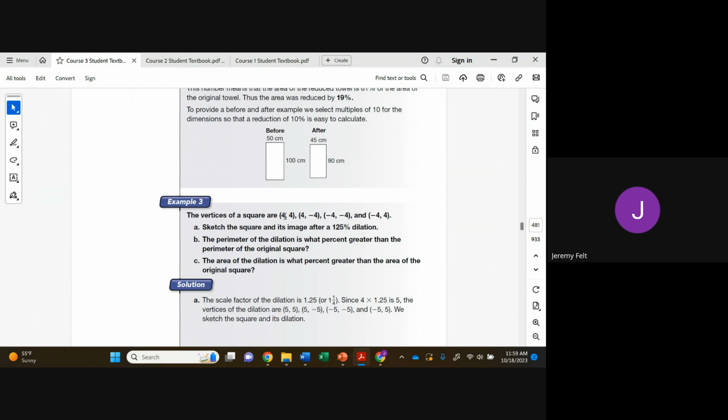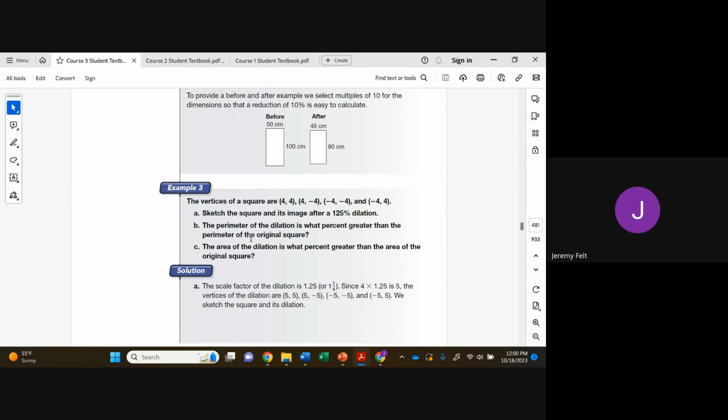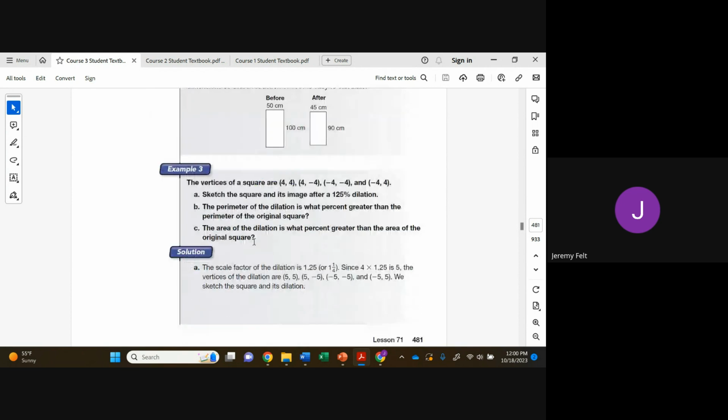4 times 1.25 just gives us 5. So 4 is going to become 5: (4, 4) becomes (5, 5), (4, -4) becomes (5, -5), (-5, -5), (-5, 5). So we just draw our first 4 points and connect the dots. We have our square. We dilate it, and now we have our new square that's been dilated. Okay, and let's take a look at what those look like.